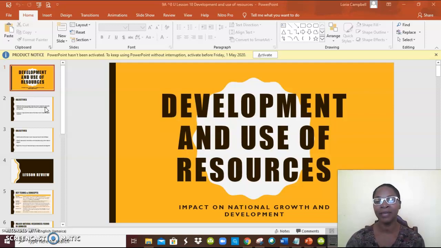So we're looking at the development and use of resources, the impact that it has on national growth and development. How do we use the resources we have? Why do we need to use them? Why do we have them? Etc. Now, these are the objectives that we will be looking at. The objectives are as follows.